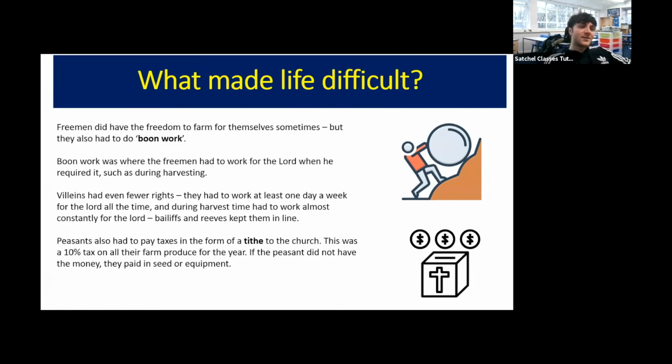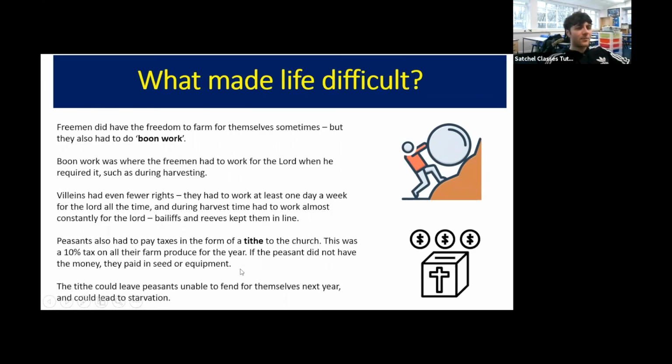Now, finally, peasants also had to pay taxes in the form of a tithe to the church. And what that is, is a 10% tax on all the farm produce for the year. As you might imagine, sometimes the peasants just did not have the money to pay for this. But if they didn't have the money, they weren't off the hook. It wasn't like they didn't have to pay the tithe. They would then just pay it in seeds or in equipment.